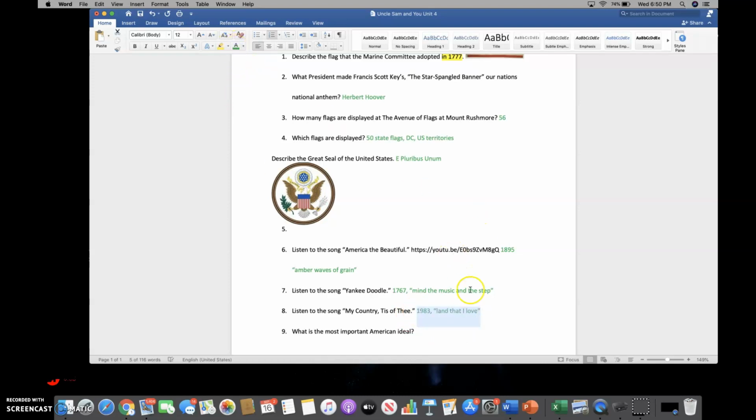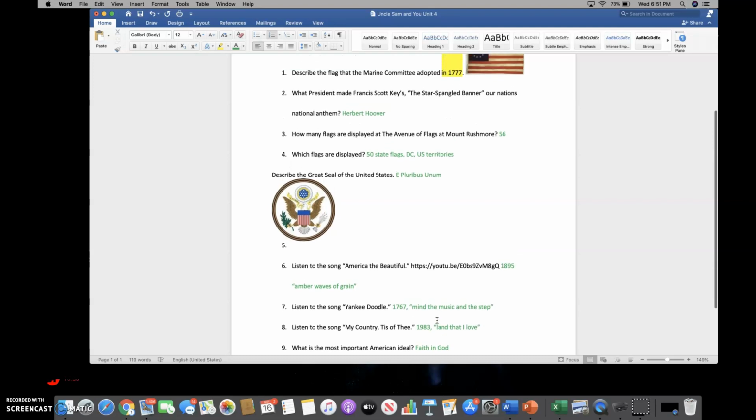So the last question I had on your study guide is, what is the most important American ideal? This is probably the most important American ideal, and maybe the most global ideal, but we're going to go with American ideal for us, and it is faith in God. One of the most important things that we can have in this country, in our personal lives, in our community, is faith in God.